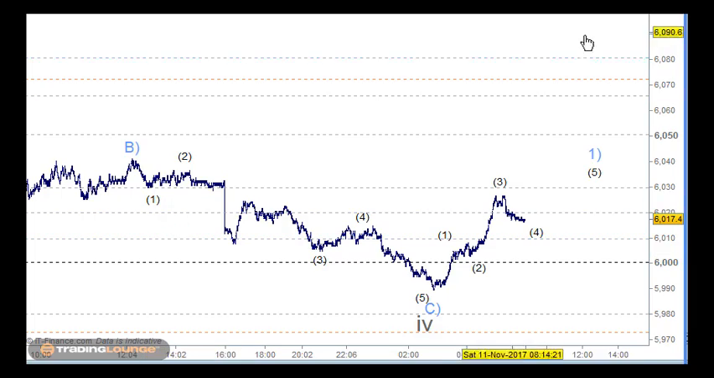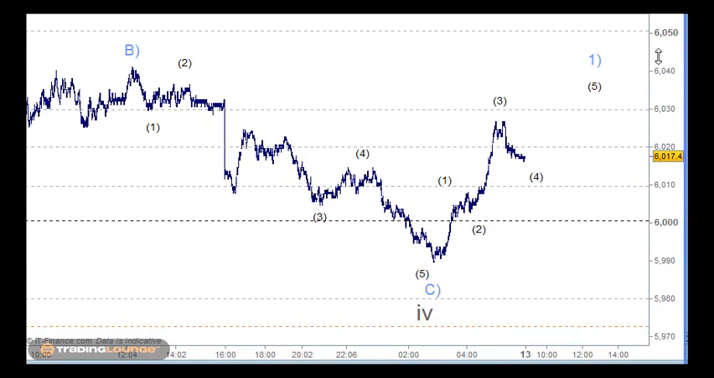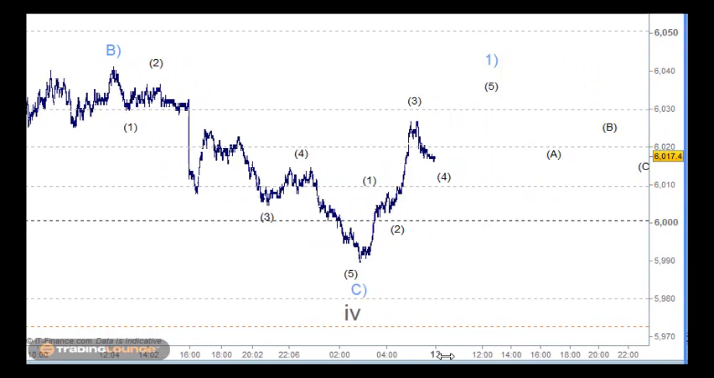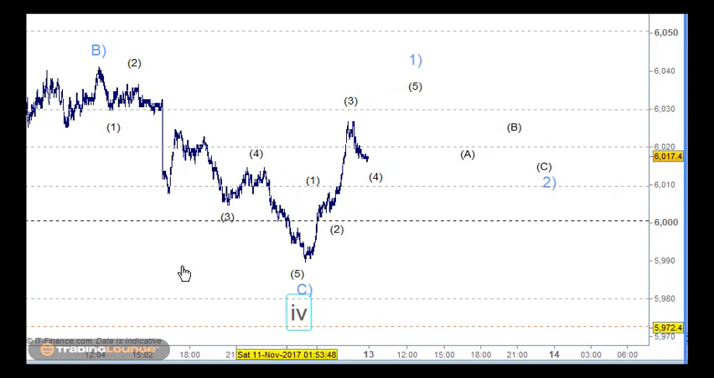So from, I don't need to open it up any more than that really. So from wave B here down to wave 5 of C of 4 here, we're looking for 5 waves up here. Now the thing is, I don't know if we're going to get them.